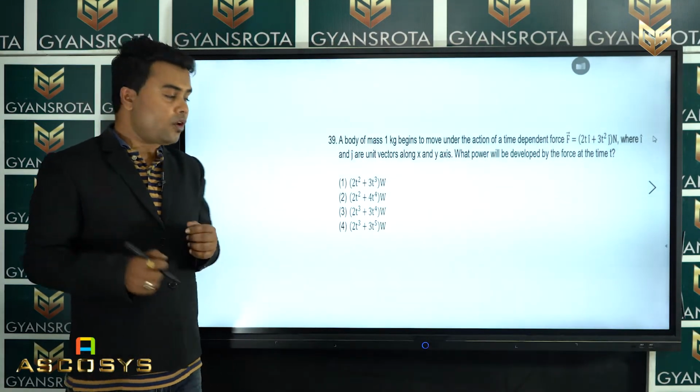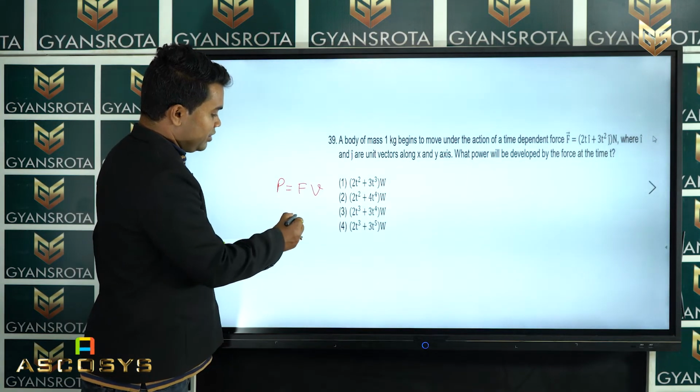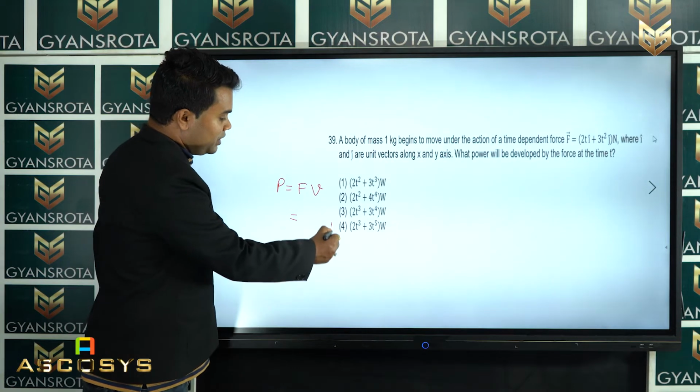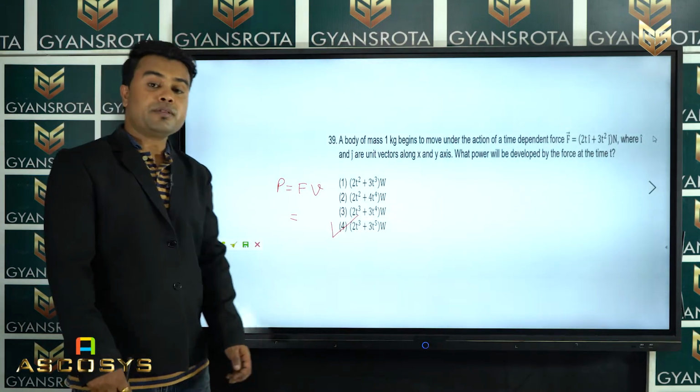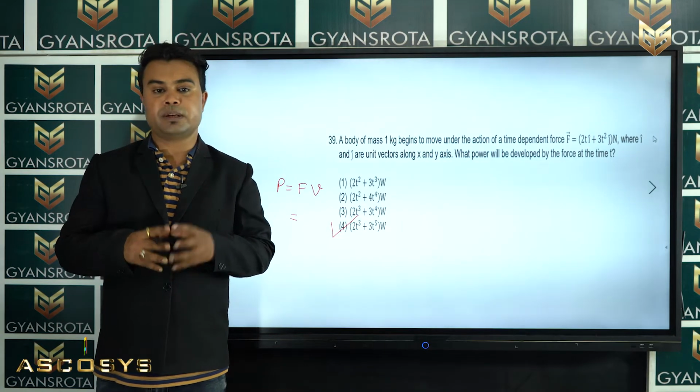If you use the formula, power is equal to force multiplied with velocity, you will see that the correct option is coming out to be number 4. So number 4 is the correct answer. Now we will move to the next question, that is question number 40.